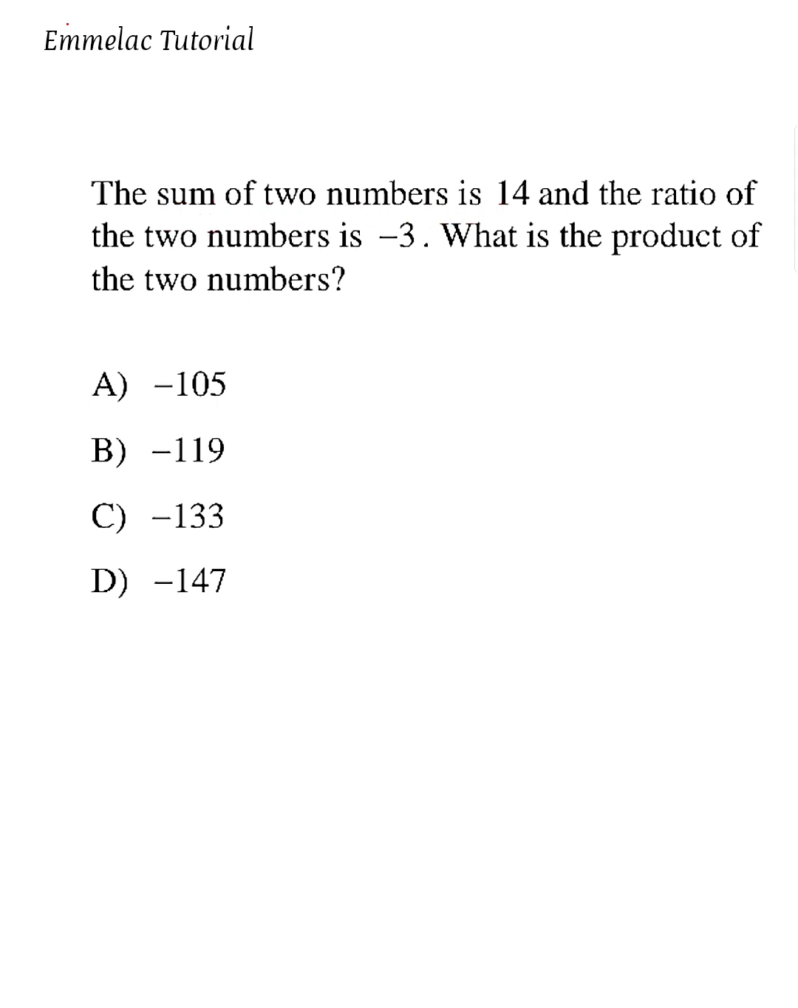Let us assume that the first and the second number, which are unknown, are x and y. So the sum of the two, x plus y, equals 14. And for the second statement, the ratio of the two numbers is -3. Take note, ratio is just similar to division. So x ratio y is the same as saying x over y, which equals -3.